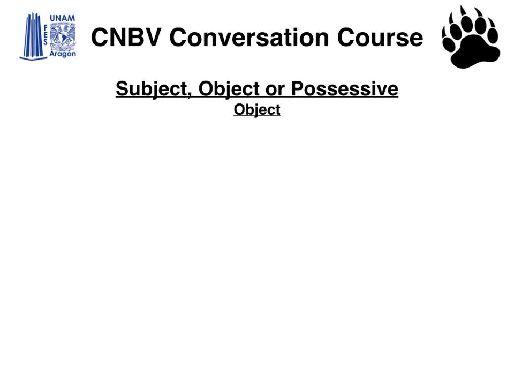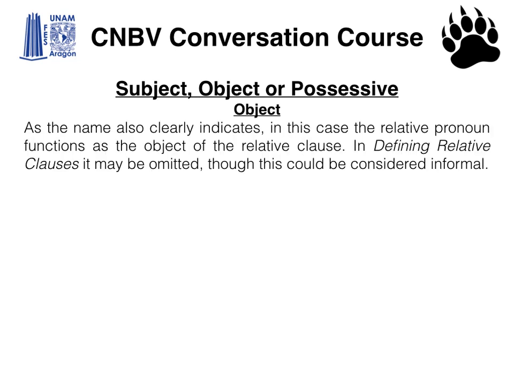Now, in the sense of the relative pronoun being an object, as the name clearly indicates, in this case the relative pronoun functions as the object of the relative clause. In defining relative clauses it may be omitted, though this could be considered informal. For example, CNBV is a novel institution which we work for.